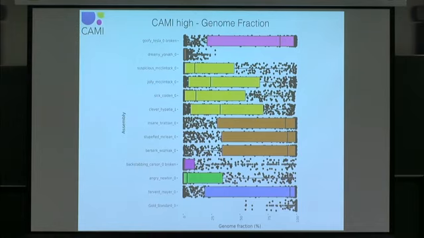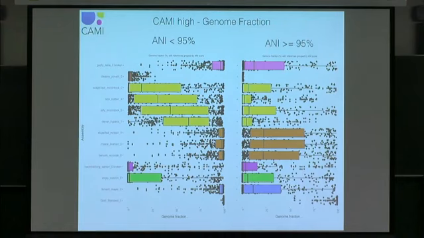We will do so. So first of all, let's separate the data set again, because we have these closely related genomes, with an ANI of more than 95% identity, and genomes which have less than 95% identity. And when you separate the data set, you already see some effects here.